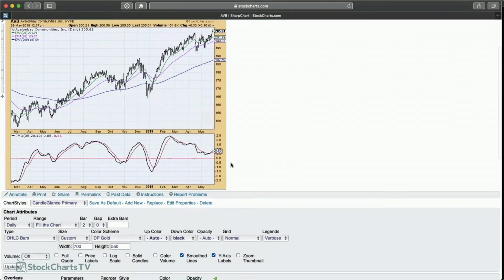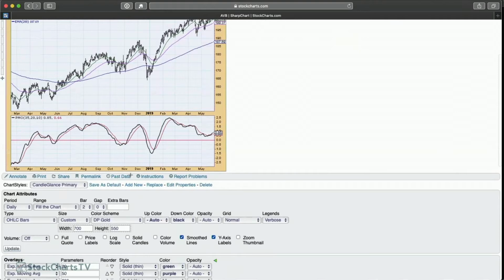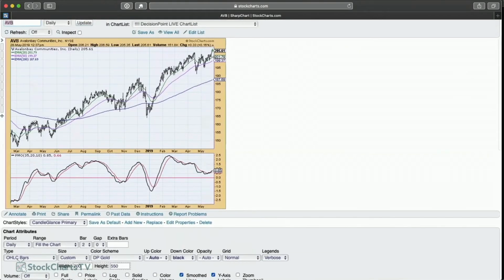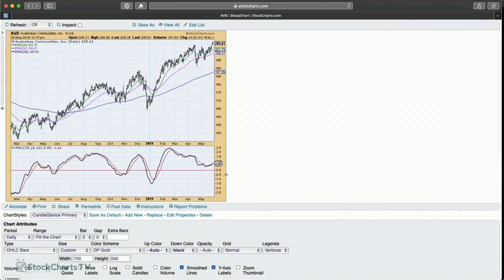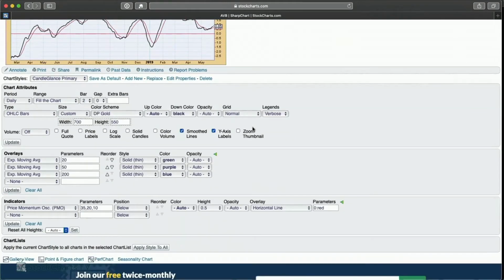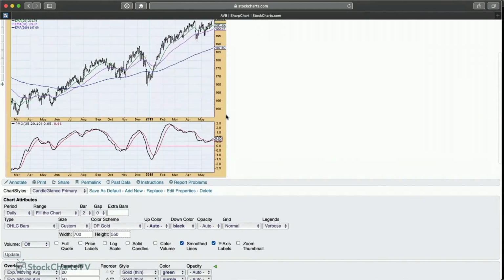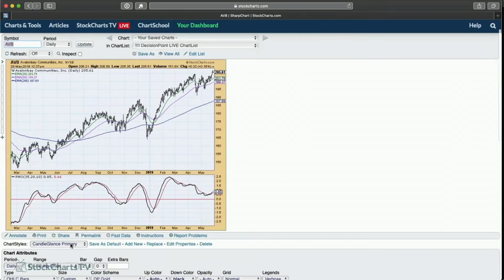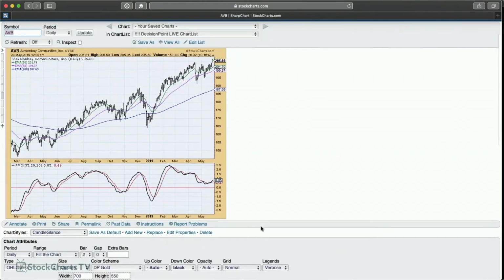It is a fill the chart, 2-bar extra on the end. This is the setup. It gives me 20, 50, 200-day moving averages, and it gives me the PMO on the bottom. And I just did the color because it tells me that it's my CandleGlance and not anybody else's. So I've set it up the way I want it. And then I should save that to be CandleGlance. And there it is. So it's saved as CandleGlance.